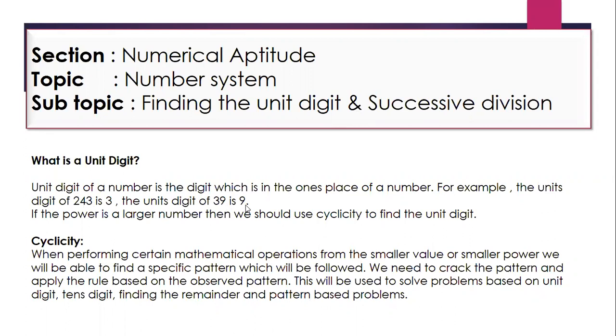If the power is a large number, then we need to use cyclicity to find the unit digit. Cyclicity is nothing but this: when we perform a certain mathematical operation going from smaller powers, we can see a specific pattern being followed. We need to find the pattern, and based on that, we can easily solve the problem. The pattern can be of either 2 cycles, 3 cycles, or 4 cycles.